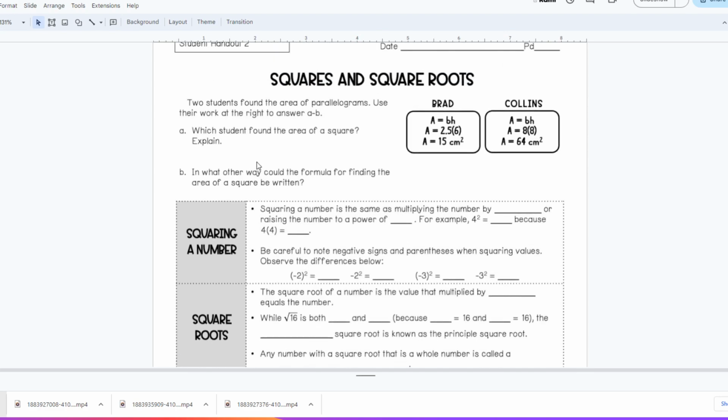Well, if you think about the properties of a square, what do we know? We know that a square has two sides that are the same. So if we look at their questions, well, 2.5 is not the same as 6, but 8 and 8 are the same, right? So Collins must have the square.